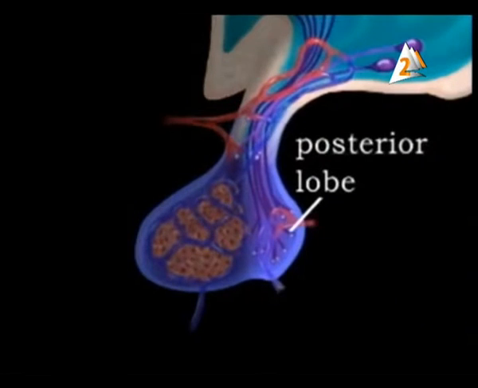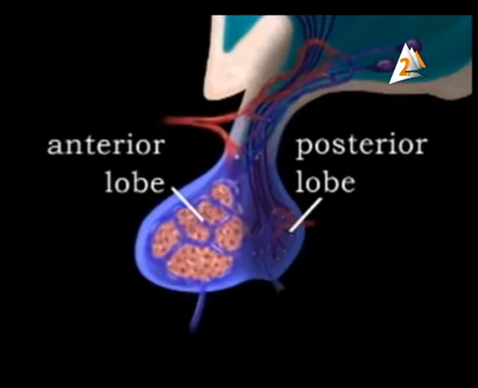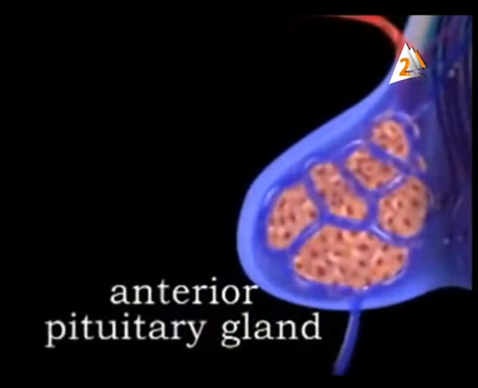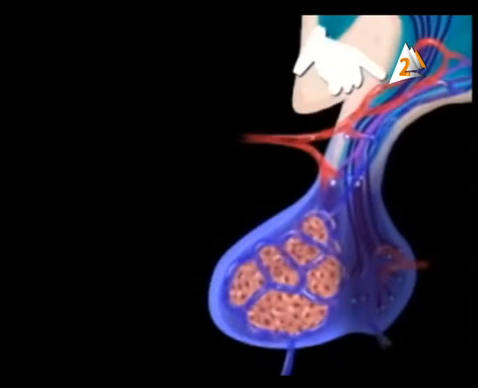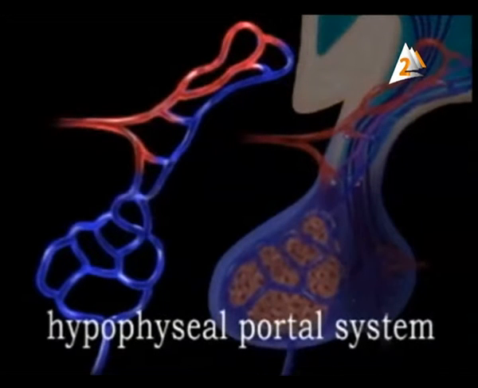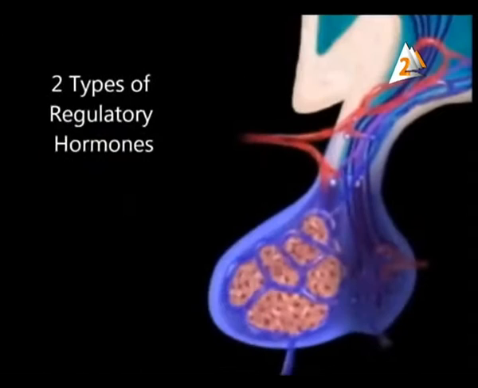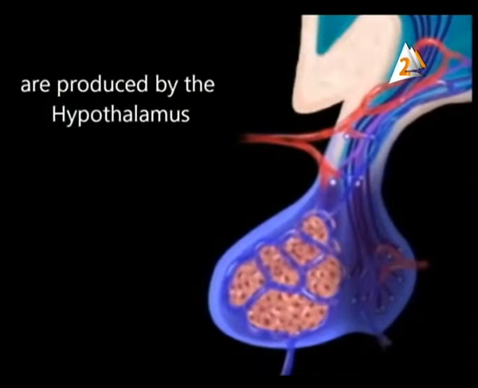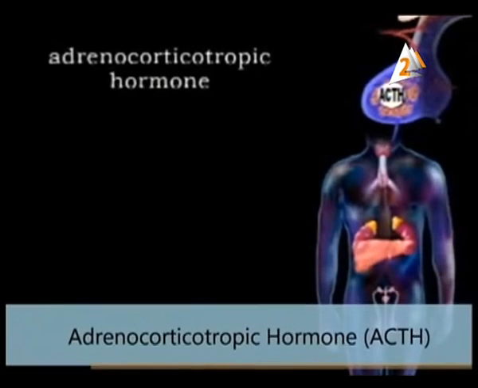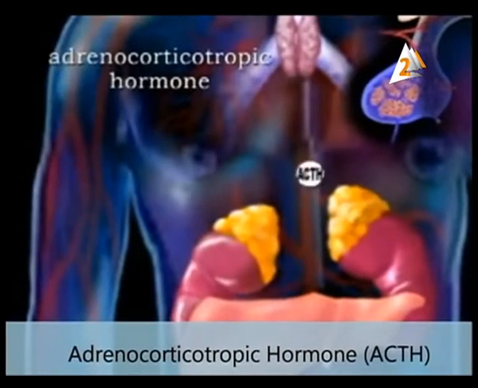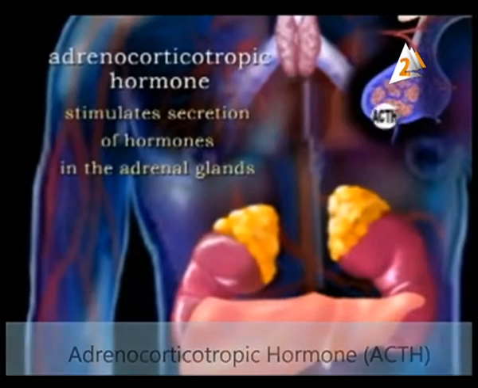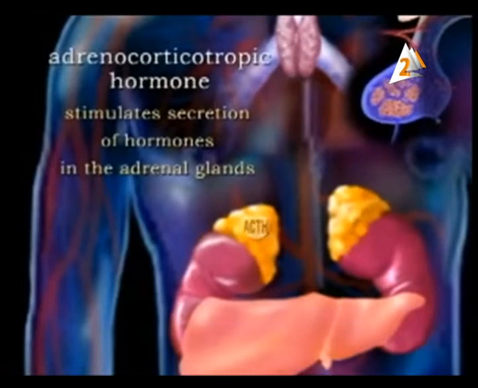The adenohypophysis, or the anterior lobe: hormones are secreted from this anterior lobe. It is the thyroid stimulating hormone, which triggers the thyroid gland to secrete thyroid hormones. The adrenocorticotrophic hormone, or ACTH, affects the function of the adrenal cortex.